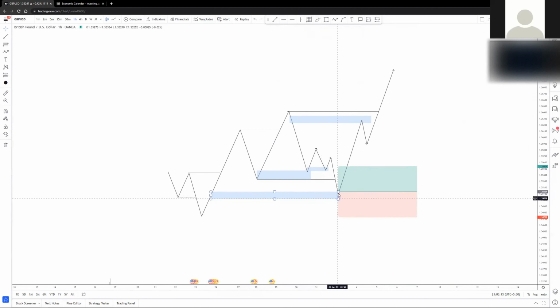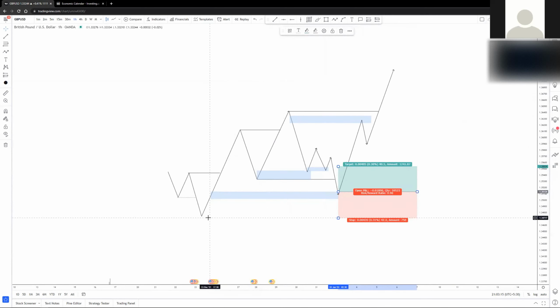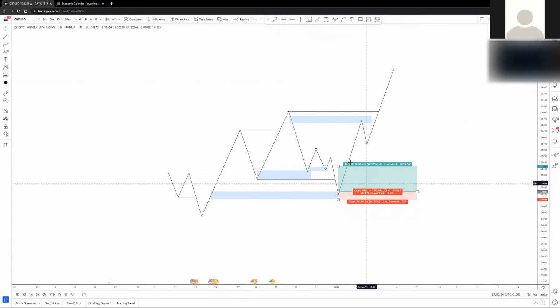The safe place for your stop loss is always below the strong low. That is the safest place to have your stop loss. Or else, if you do not like the risk to reward ratio, you can have it below the point of interest. This is what I would personally do, and then targeting this high itself.